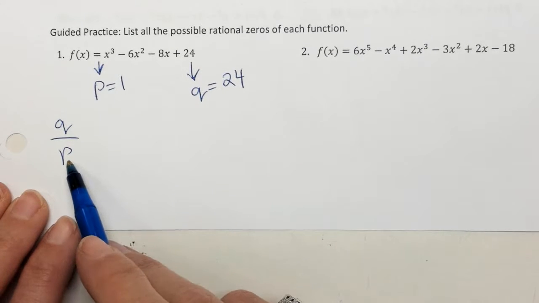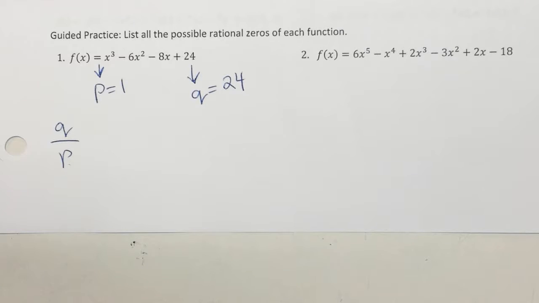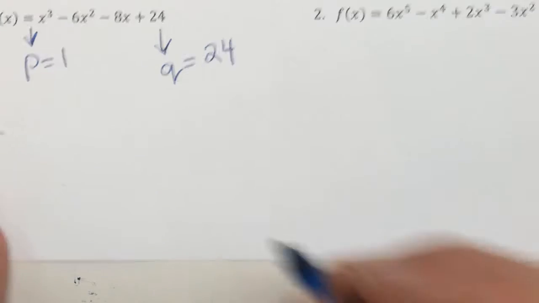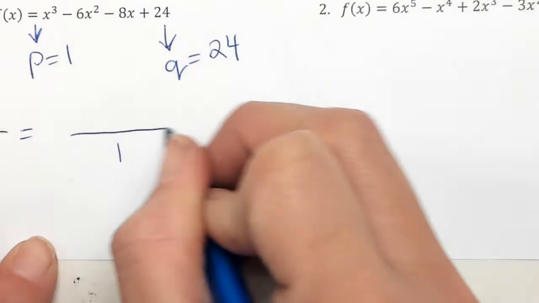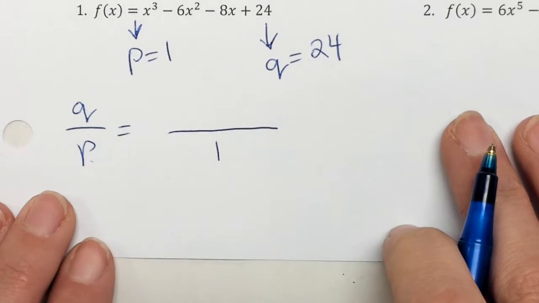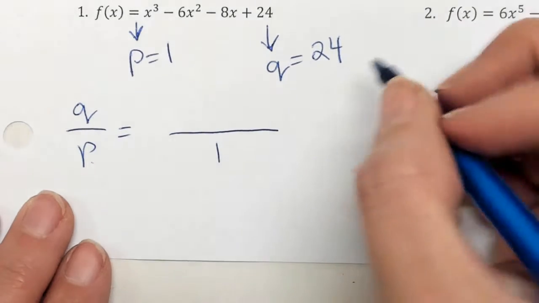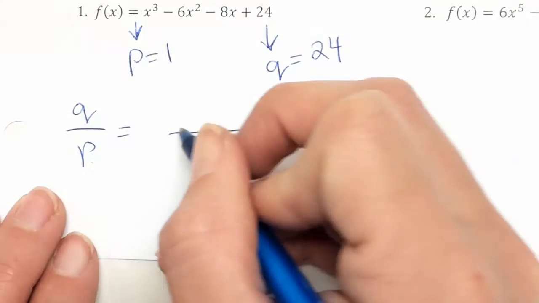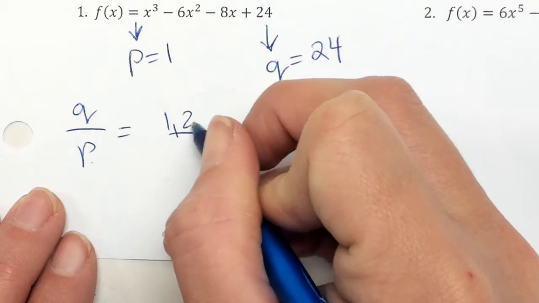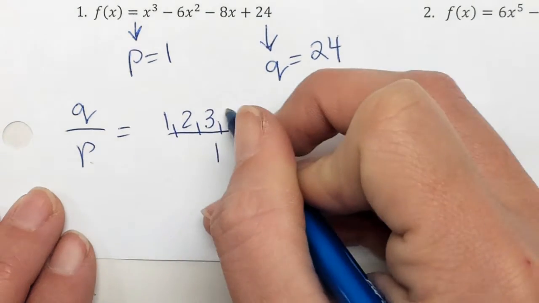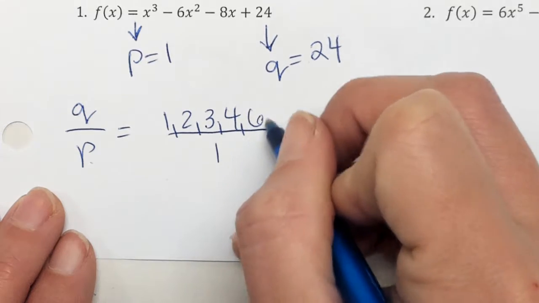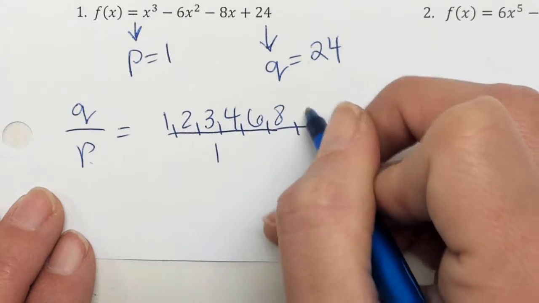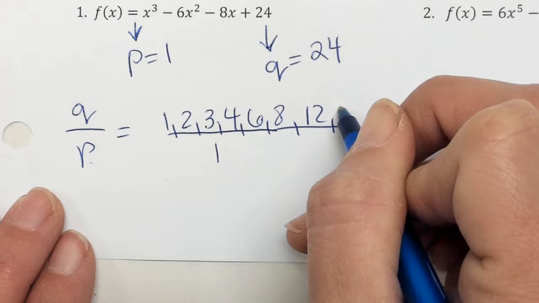All the factors of p. But in this case, what are the factors of 1? Just 1, right? So this one's pretty easy. What are the factors of 24? Start with the smallest. 1. Good.